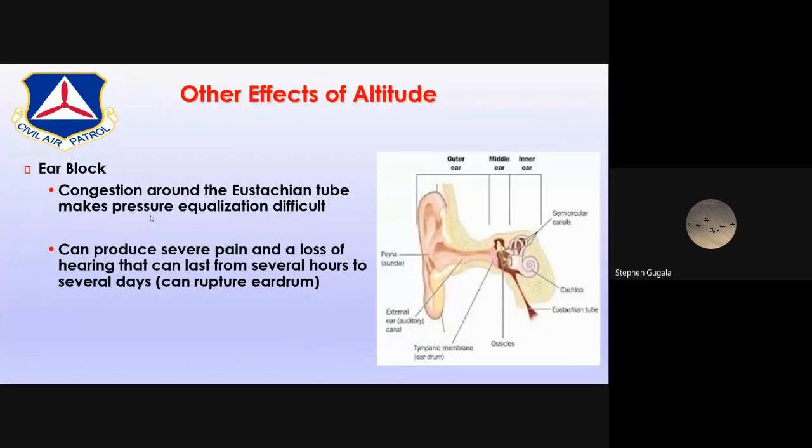Ear block. The next two things we're going to talk about, ear block and sinus problems, generally are going to occur if you are congested. Ear block is caused by a constriction in the eustachian tube, caused by congestion. It makes it difficult to equalize the pressure in the ears as you climb and descend. It can produce severe pain and loss of hearing that can last from several hours to several days.